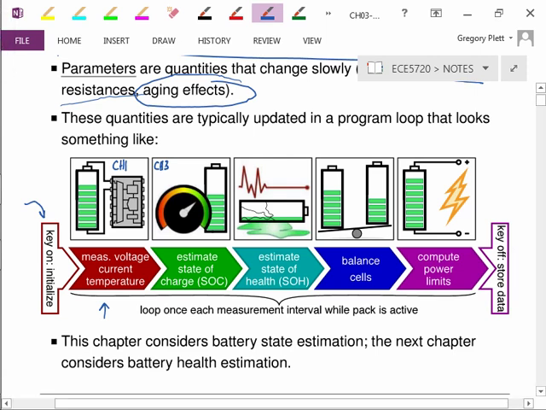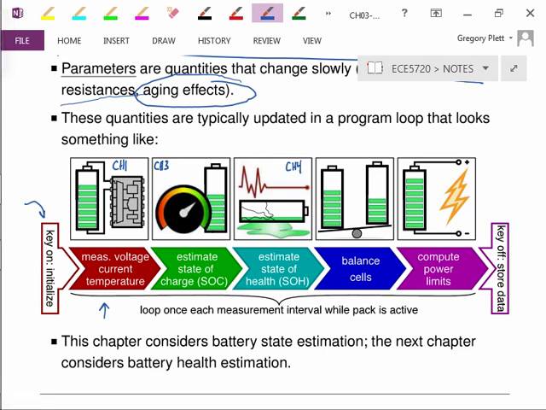Then we would like to estimate some indicators of battery health. And those might be an indicator of how much capacity has degraded or how much resistance has increased, or perhaps even other things different from that. We're estimating parameters, really, of the battery cell models. And these are things we will address in Chapter 4.